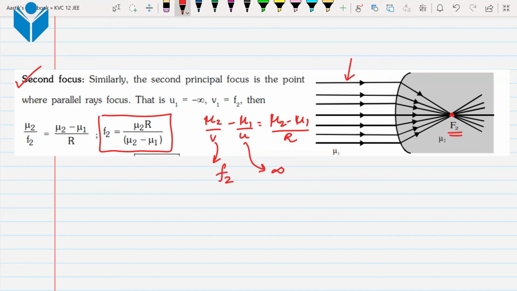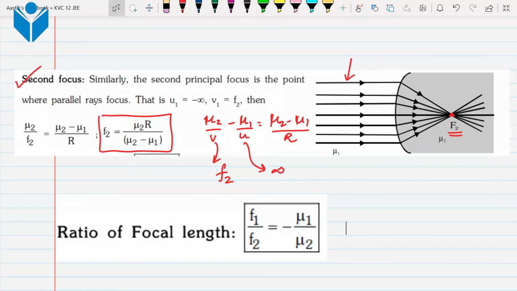As you can see, both the focal lengths are not the same. They are in fact in a ratio, and you can remember this shortcut because they might ask you this. What is the ratio of the two focal lengths? The answer is very simple. f1 by f2, the first focal length divided by the second focal length, will always be equal to minus mu1 by mu2. I have not seen any question come in recent time based on this, but you never know.